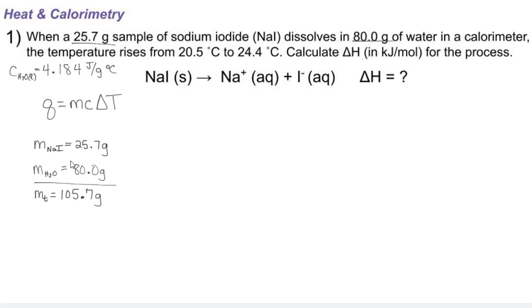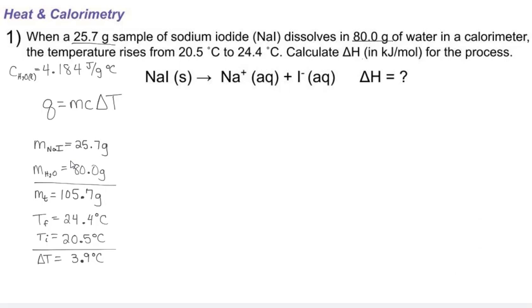Then we need the temperature change. So the temperature rises from 20.5, so that would be our initial temperature, 20.5 degrees Celsius, to our final temperature, it rises to 24.4 degrees Celsius. And so to get our delta T, we'll just subtract. So 24.4 minus 20.5 gives us a temperature change of 3.9 degrees Celsius. And of course we already have our value for C because we know that the specific heat of a solution can be generalized to the specific heat of liquid water.